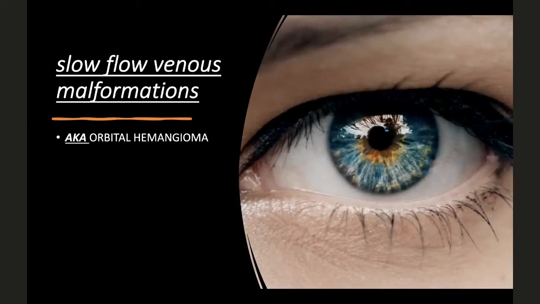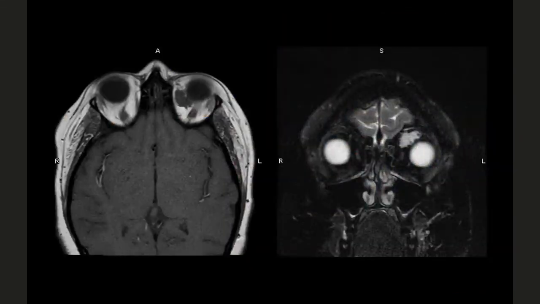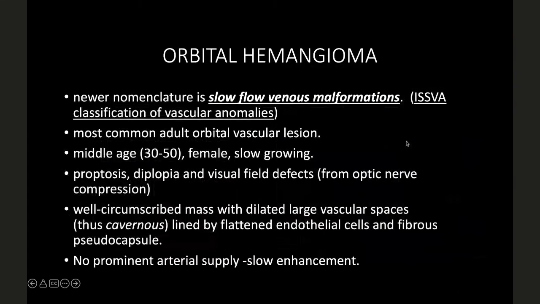So this is one of the common tumors. You may even get it in your boards, radiology residents always get it in theirs. We used to call it the orbital hemangioma, but now it's called the slow flow venous malformation by the new terminology. It has those cavernous spaces. It's well-defined. It's benign appearing. It's dark on T1, it's bright on T2, and it homogeneously enhances. Okay, it's the most common adult orbital vascular lesion: middle age, female, slow growing, causes proptosis.